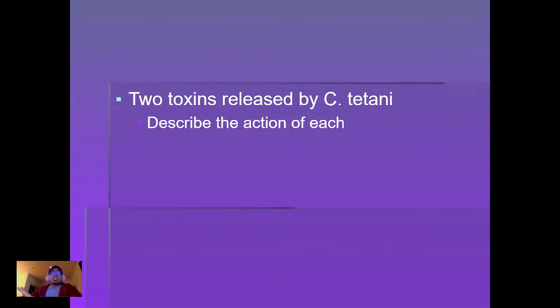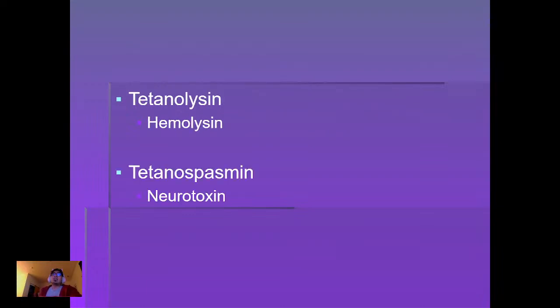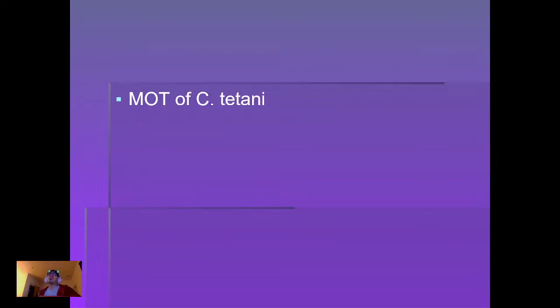There are two toxins released by Clostridium tetani: tetanolysin and tetanospasmin. Tetanolysin is a hemolysin and tetanospasmin is a neurotoxin. When you say something is a neurotoxin, it targets the nerves, or it inhibits a certain function of the nerves.